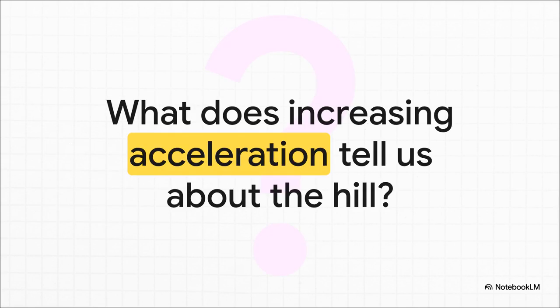So I'll leave you with one final thought to chew on. Our math showed us that the snowboarder's acceleration, which was a equals 3t plus 2, isn't a constant number. It actually increases over time. So thinking about the real world, what might that increasing acceleration tell you about the actual shape of the hill they're riding down? Something to think about.